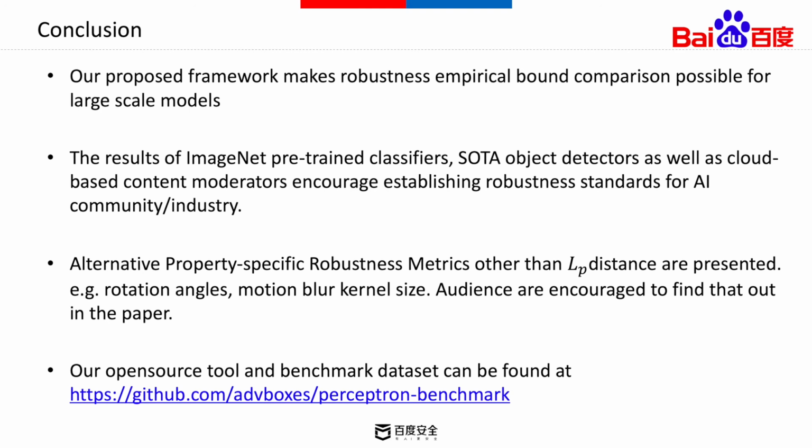We also proposed alternative property-specific robustness metrics other than LP norm-based distance. For instance, the rotation angles in positive and negative 180 degrees, the kernel size for motion blur effects, and audience are welcome to find out details in our paper. Last but not least, we open-sourced our benchmark tool along with the datasets in the following URL. Please feel free to check that out.